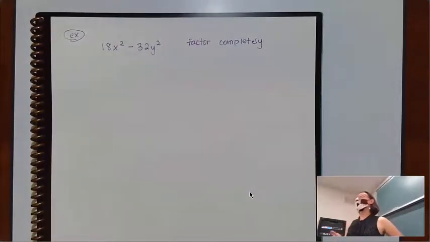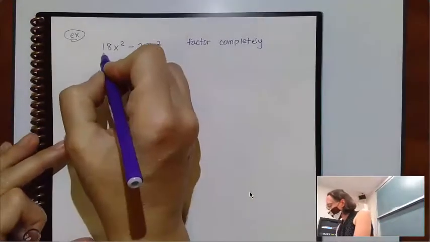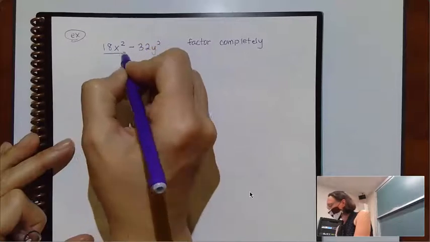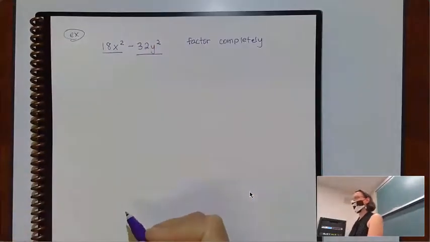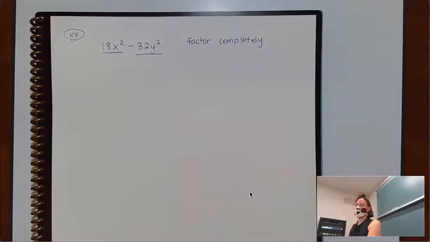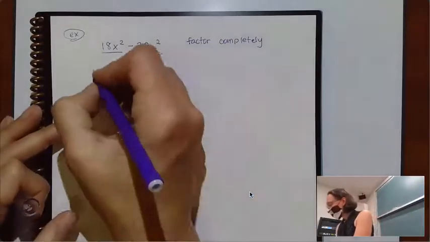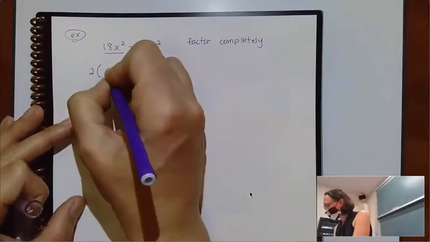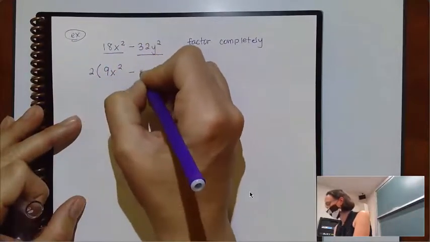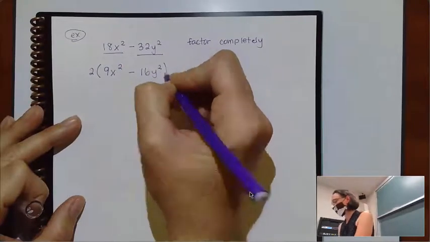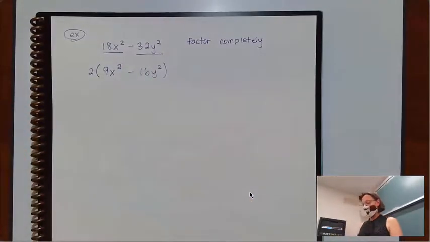But no matter what the problem is, I'm going to start by looking for the greatest common factor that I might be able to pull out of all the terms. So here, 18x squared and 32y squared. 18 and 32 don't have much in common, but they definitely have a 2 in common. So if I pull the 2 out first, then this turns into 9x squared minus 16y squared. And now we can use that perfect square formula.